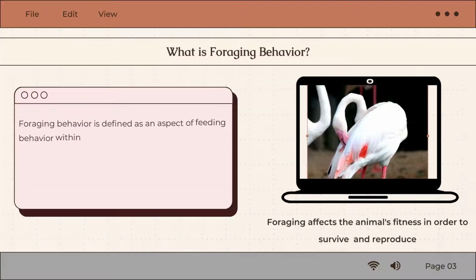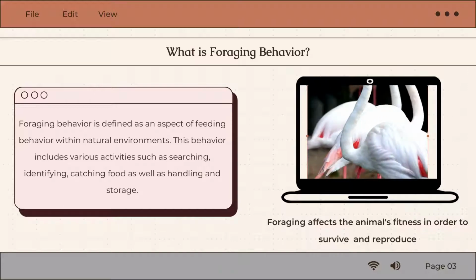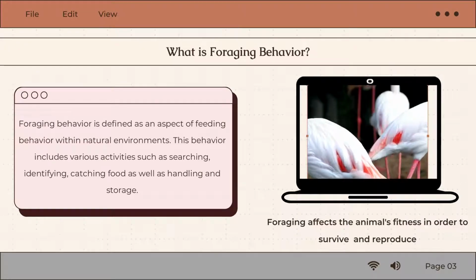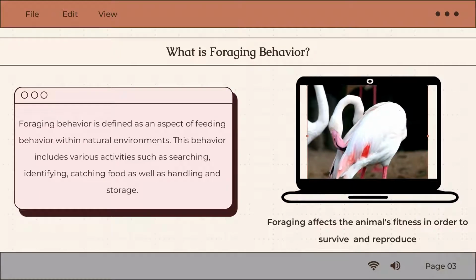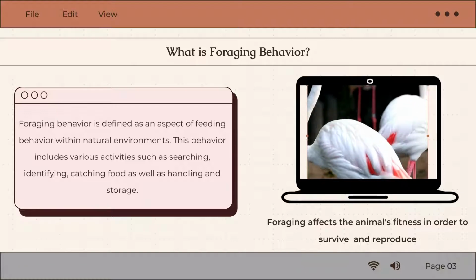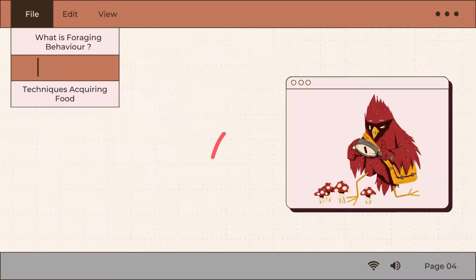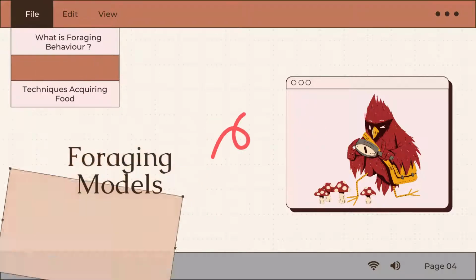What is foraging behavior? Foraging behavior is defined as an aspect of feeding behavior within natural environments. This behavior includes various activities such as searching, identifying, catching food, as well as handling and storage. Foraging model. There are two types of foraging model, which are prey model and patch model.